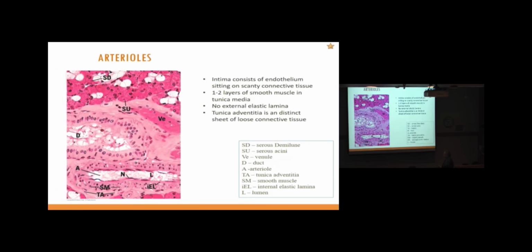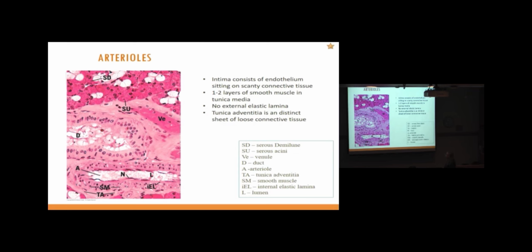Okay, so the next smaller size is arterioles. Arterioles consist of an endothelium. See here the nuclei sitting on sort of some scanty connective tissue. They have usually a very indistinct internal elastic lamina. This is a surprising micrograph.